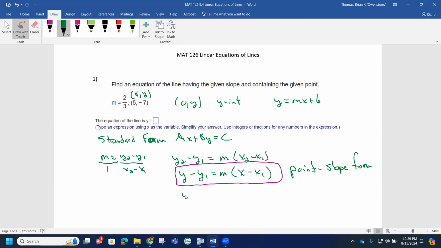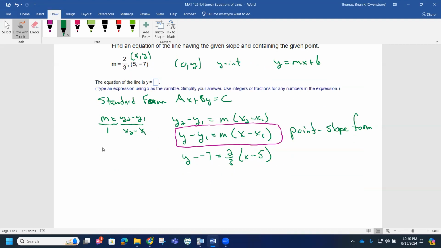So we have y minus y1, and y1 is -7, so that's a -7 there, equals the slope, which is 2/3, times x minus x1, which is 5. So we have an equation of a line. But notice how it says y equals, so they actually want us to rewrite this in slope-intercept form. We want to solve it for y.